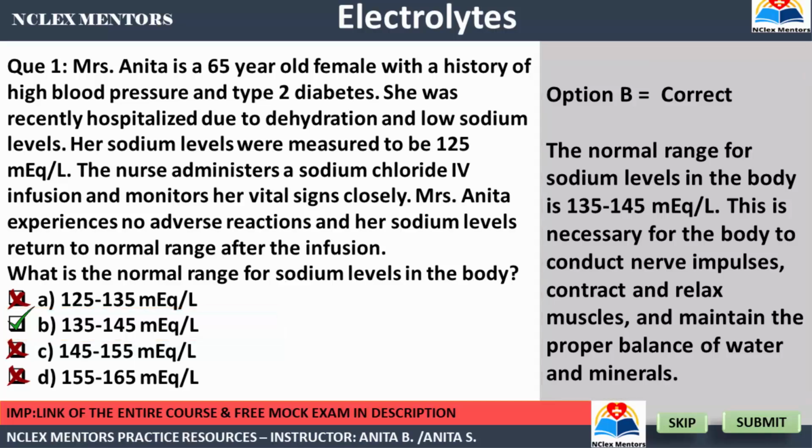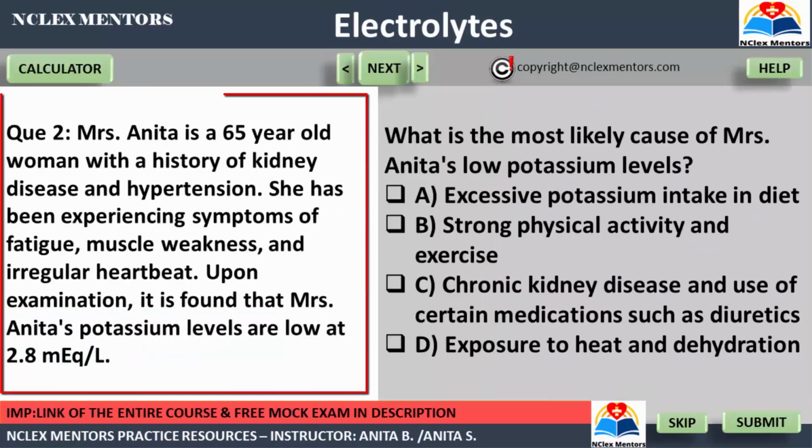Let us see another question for more practice. Mrs. Anita is a 65-year-old woman with a history of kidney disease and hypertension.